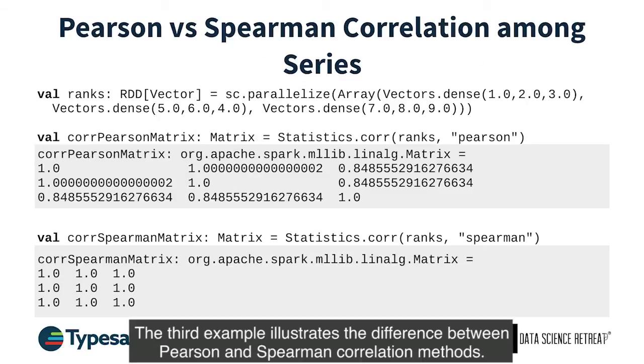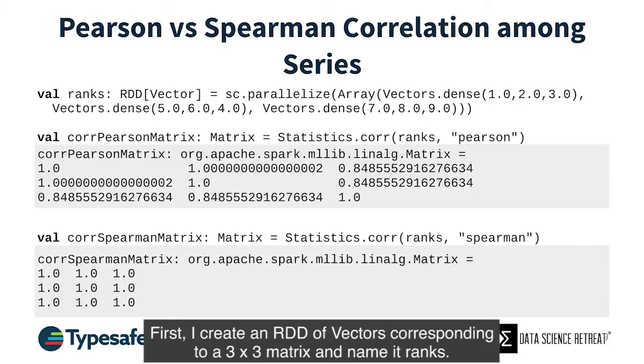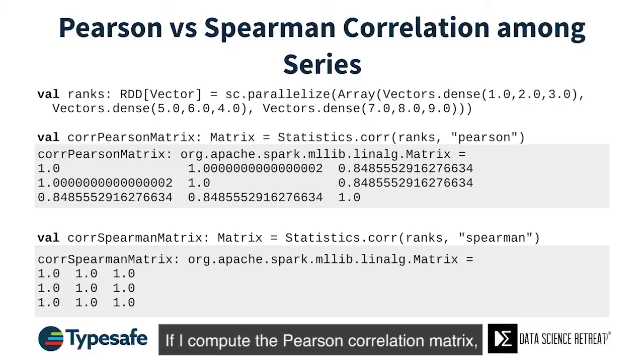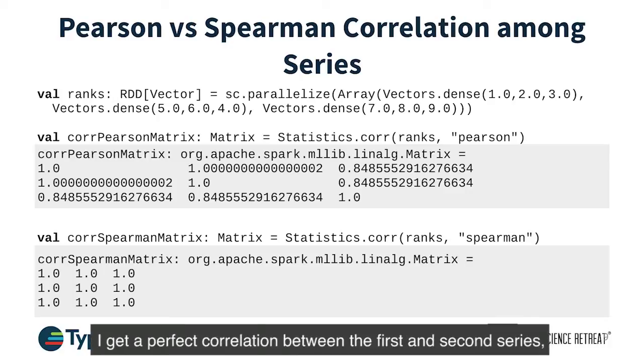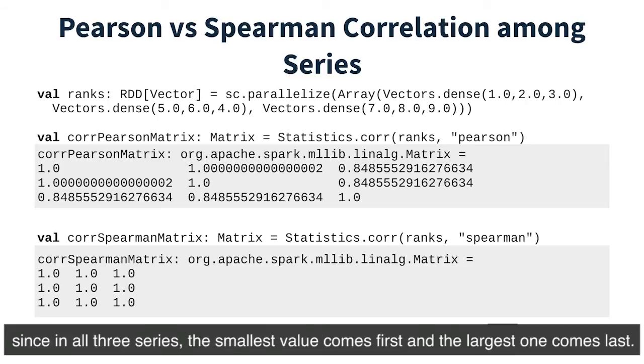The third example illustrates the difference between Pearson and Spearman correlation methods. First, I create an RDD of vectors corresponding to a 3 by 3 matrix and name it ranks. If I compute the Pearson correlation matrix, I get a perfect correlation between the first and second series, but not with the third one. But if I compute the Spearman correlation matrix, I get a perfect correlation among all series, since in all 3 series the smallest value comes first and the largest one comes last.